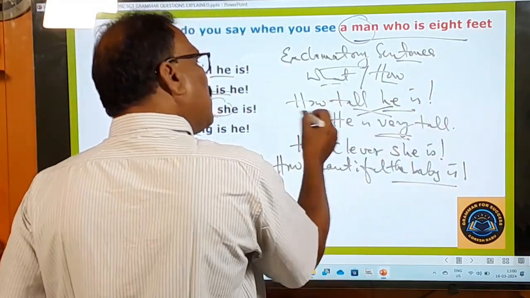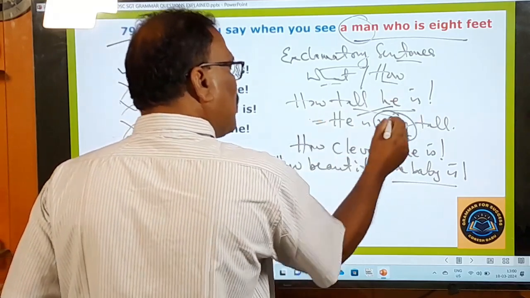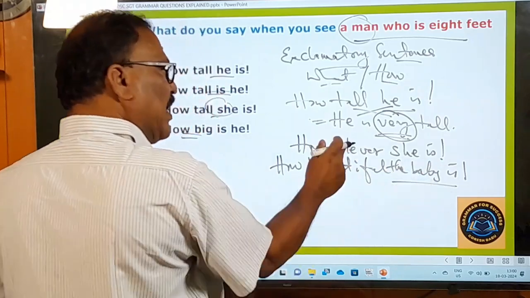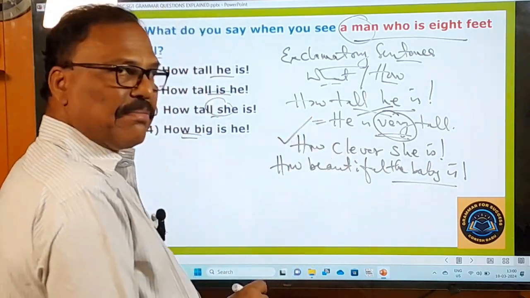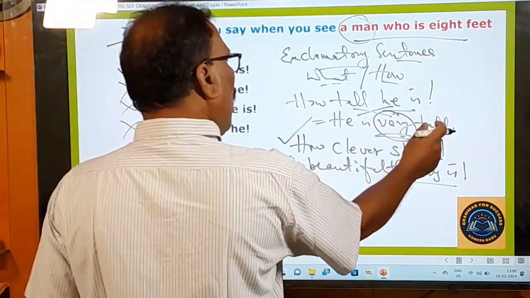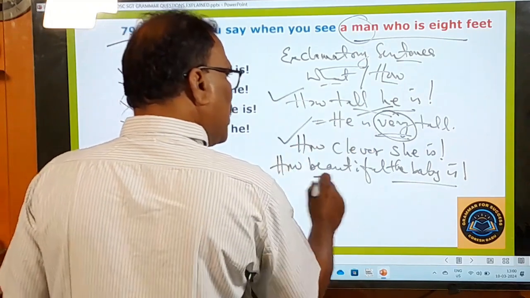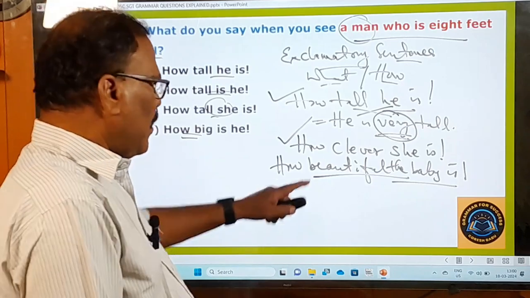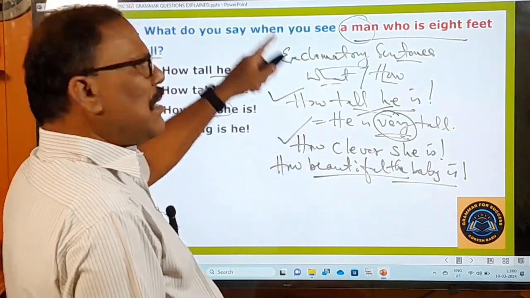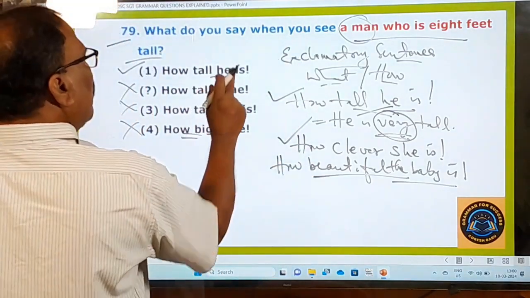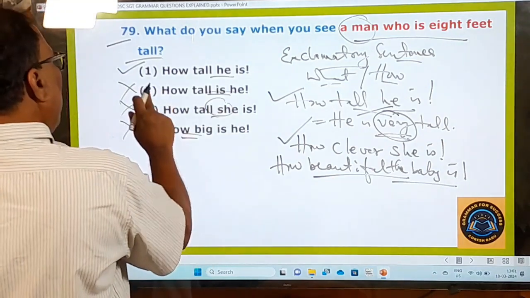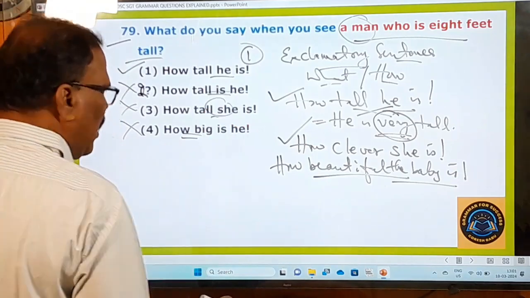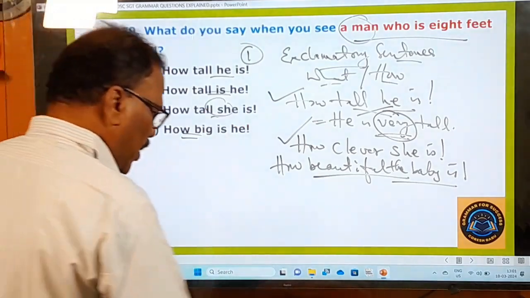When you turn it into a normal sentence, how clever she is means what? She is very clever. Since she is very clever, you have got this kind of feeling. Since he is very tall, you have got this feeling. Since the baby is very beautiful, you have got this feeling. So in this way, these are all exclamatory sentences. This is the right order, not this one. That's why this is wrong. Second one, third one, fourth one are wrong. Only the first one is the right one. And now let's move on to the next question.